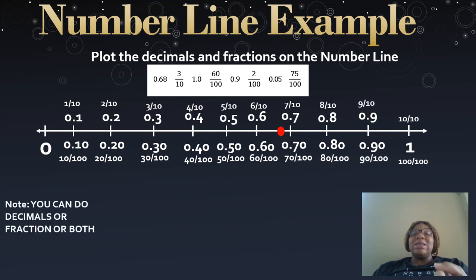So right, we have 68 hundredths, we have 3 tenths, and now we have 1 whole. Miss Gordon got mixed up and put it there. It's okay to make mistakes. Go back and try to fix them. Now we're thinking about 60 hundredths. We already see 60 hundredths on our chart. Super easy.